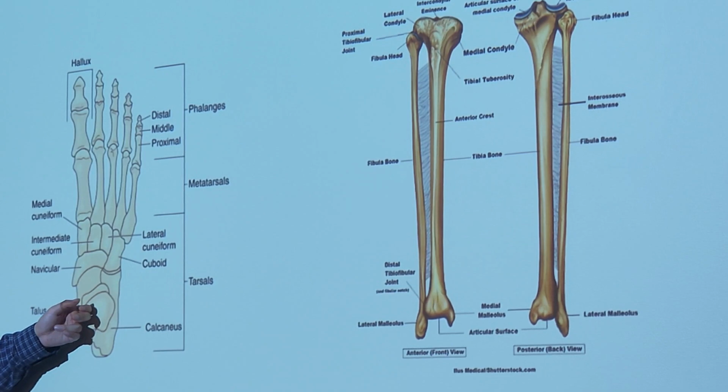Above the calcaneus is a bone called the talus. This is the bone that connects the foot to the leg, so it's part of the ankle. You said that was what? The talus is what connects the foot to the rest of the leg. So this is going to be part of our ankle joint, the talus.